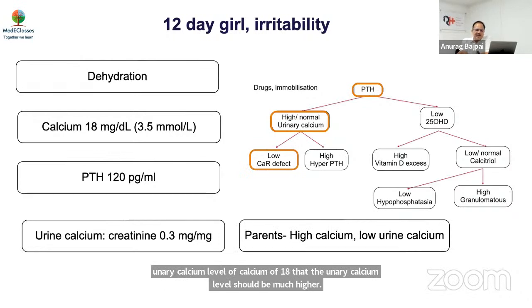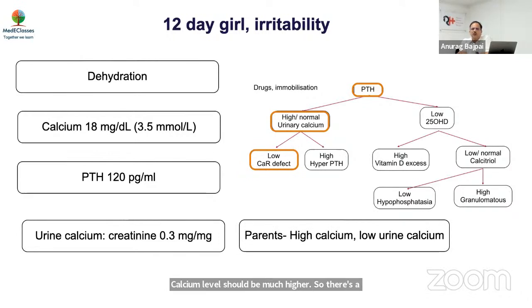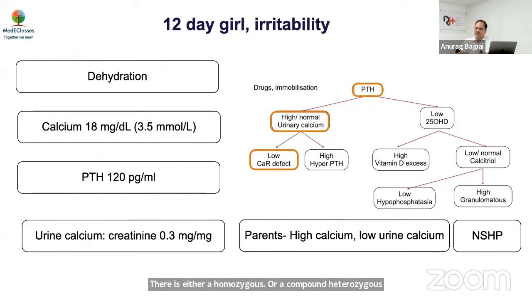Parents also have high calcium and low urinary calcium. So we are dealing with what form? So this is the neonatal severe hyperparathyroidism. There is either a homozygous or a compound heterozygous severe form of calcium sensing receptor inactivating mutation, which would require surgical intervention.